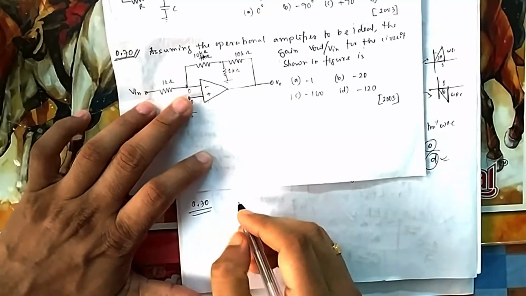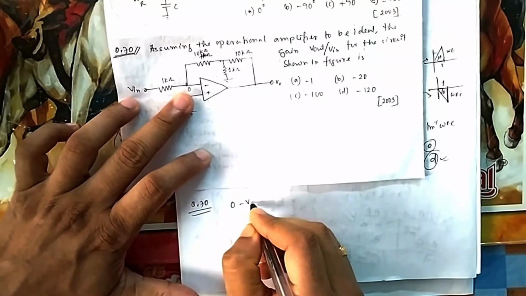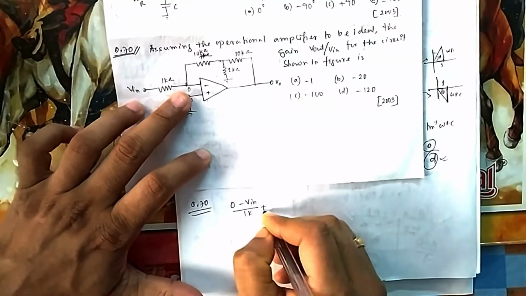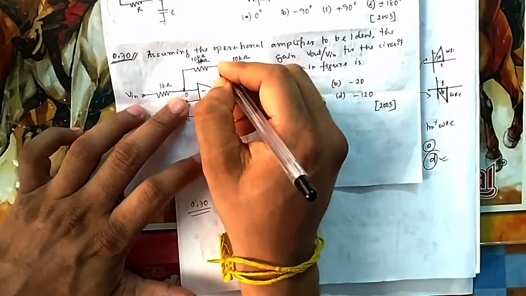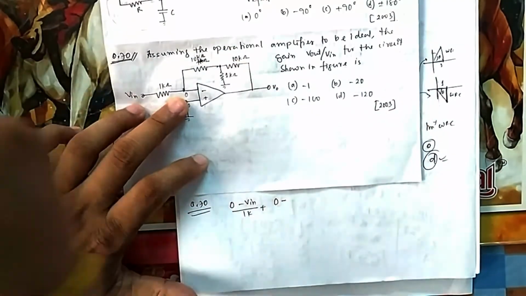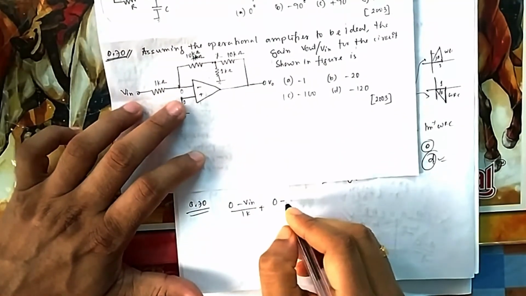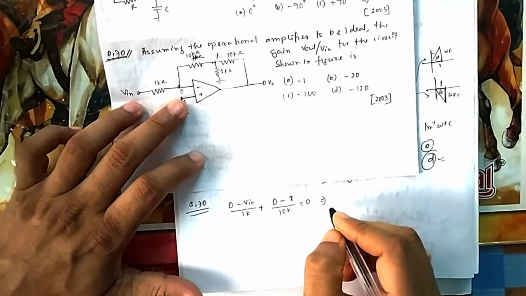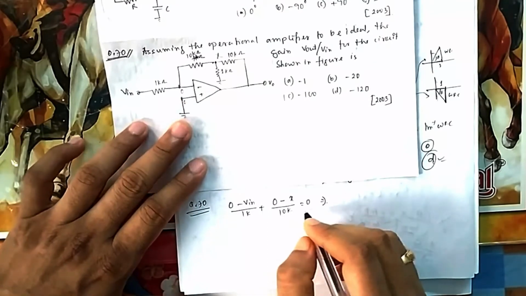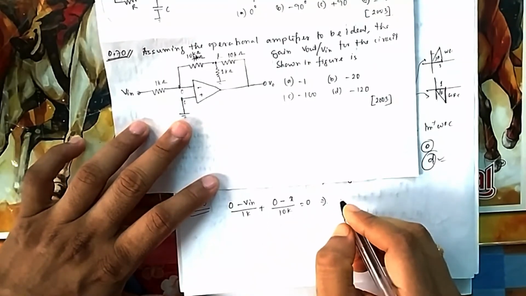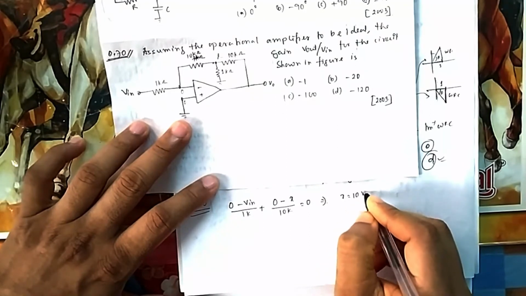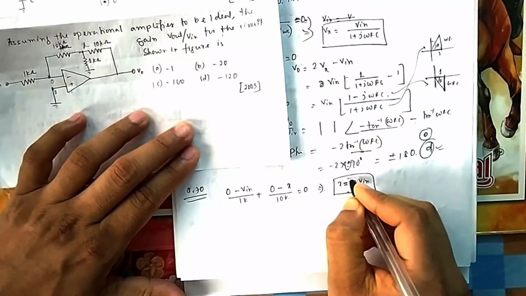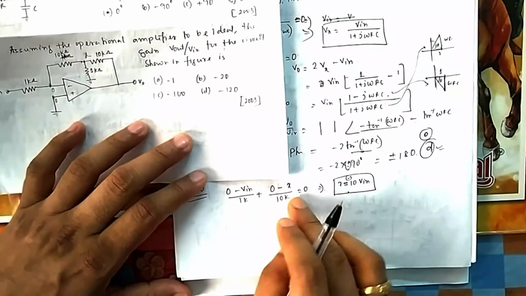If I take nodal analysis here, then what will be the voltage? 0 minus V in by 1K plus 0 minus, you need to take this one also. So this one I have to assume as X, suppose. If it is X, then 0 minus X by 10K is equal to 0. So from here you will find a relation, the K's will get cancelled. So X will be equal to minus 10 V in. So a minus is there.